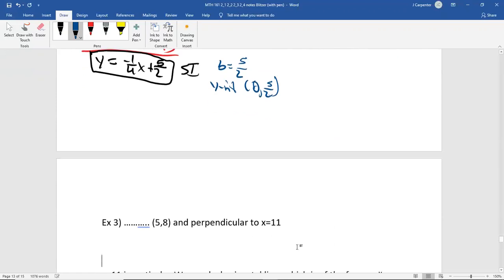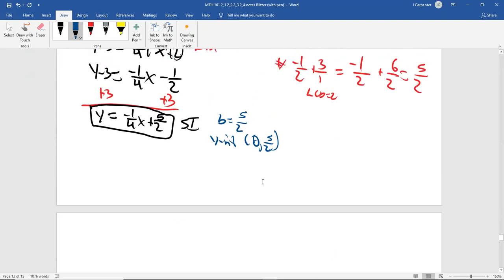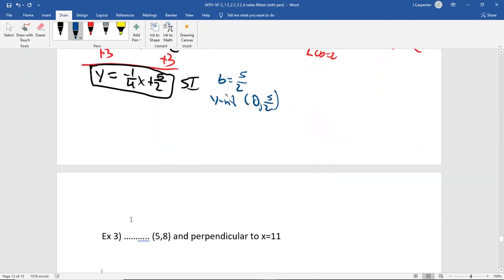Example 3, and I actually have the solution kind of typed up there, so let me hide that for a second. Last one for this type of problem, and then we're going to move on to something slightly different. The dots just mean same instructions. Write the equation of a line going through the point 5, 8, so that's our x1 and our y1, and perpendicular to x equals 11.